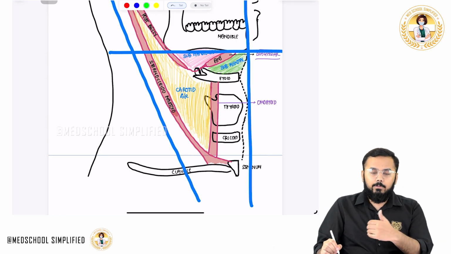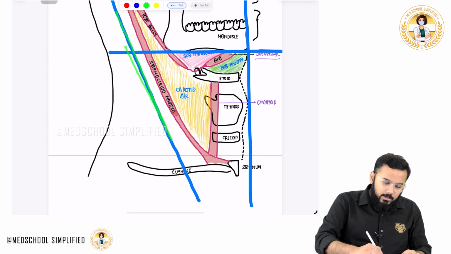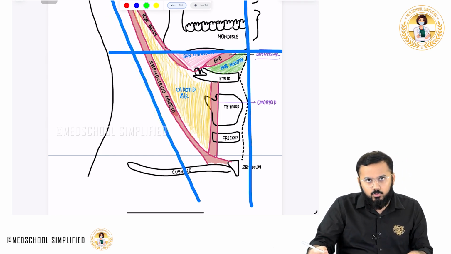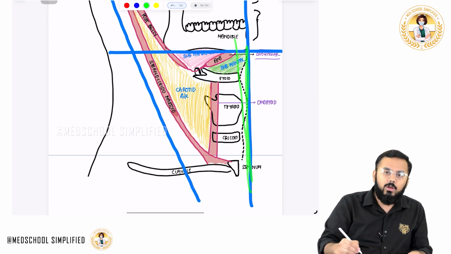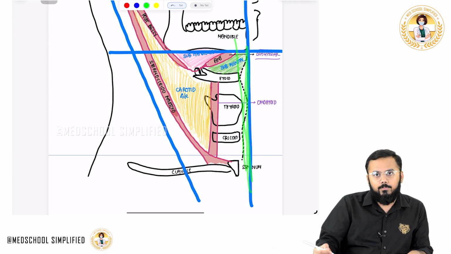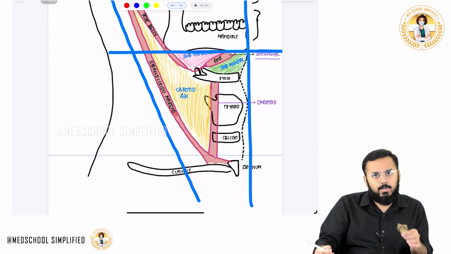Next, laterally and medially, what are the structures you have got? Laterally you have got the sternocleidomastoid muscle, right? And medially is this line. Medially what do you have got? The midline of the neck. Medially you have got the midline of the neck.